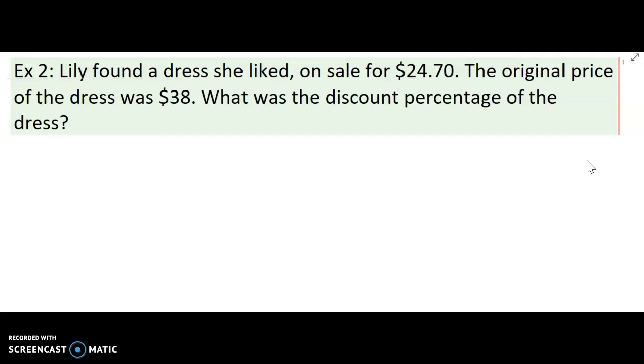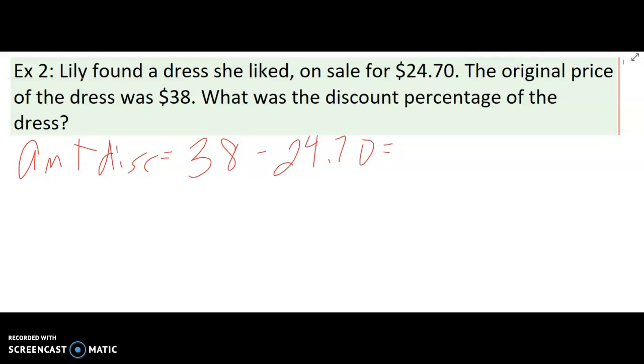I know the amount of discount is the difference between the original price and the sale price, right? The difference between those two is the amount of discount. So let's start. I need a pen. So we have the amount of discount we can find by taking the original price minus the sale price. So I know that that discount amount is $13.30.